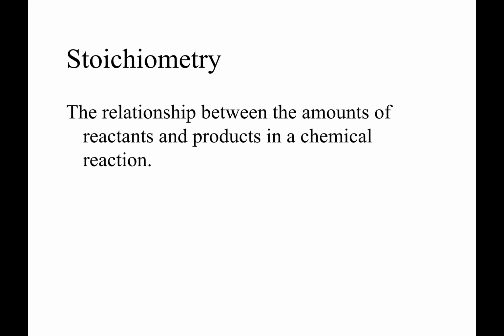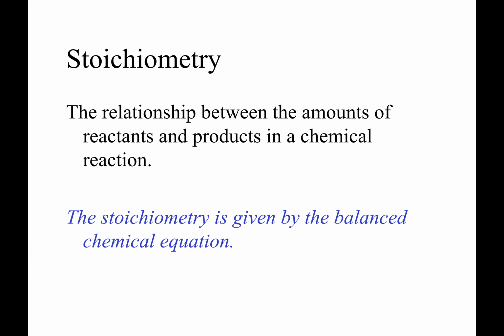So stoichiometric calculations are important in chemistry, and basically they're relating amounts of two things, 2, 3, 4 things. They could be amounts of reactants or amounts of products. So, like I said, when you balance the equation, what you handed in, you actually came up with the relative amounts of reactants and products that would be formed, okay? So the stoichiometry is given by the balanced chemical equation.